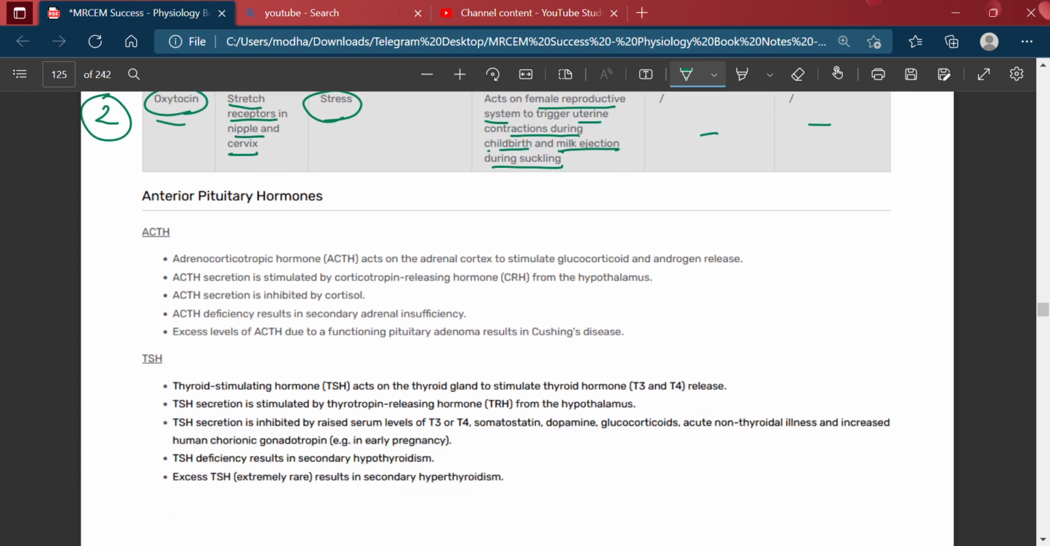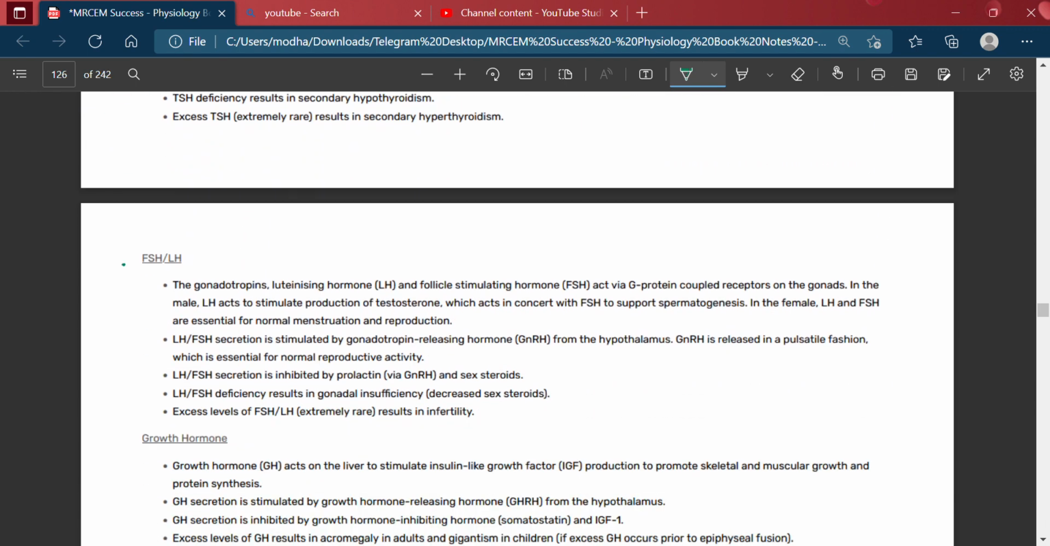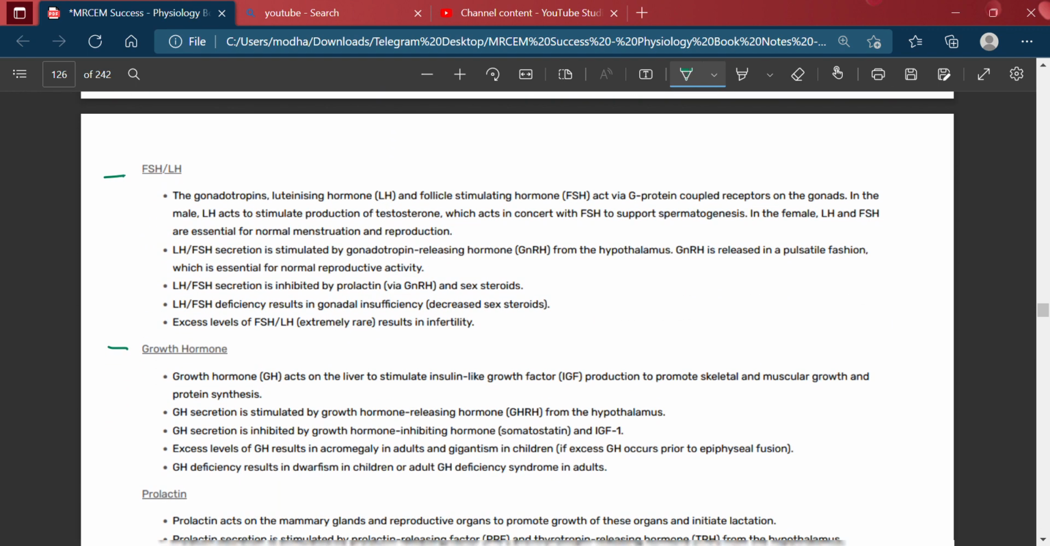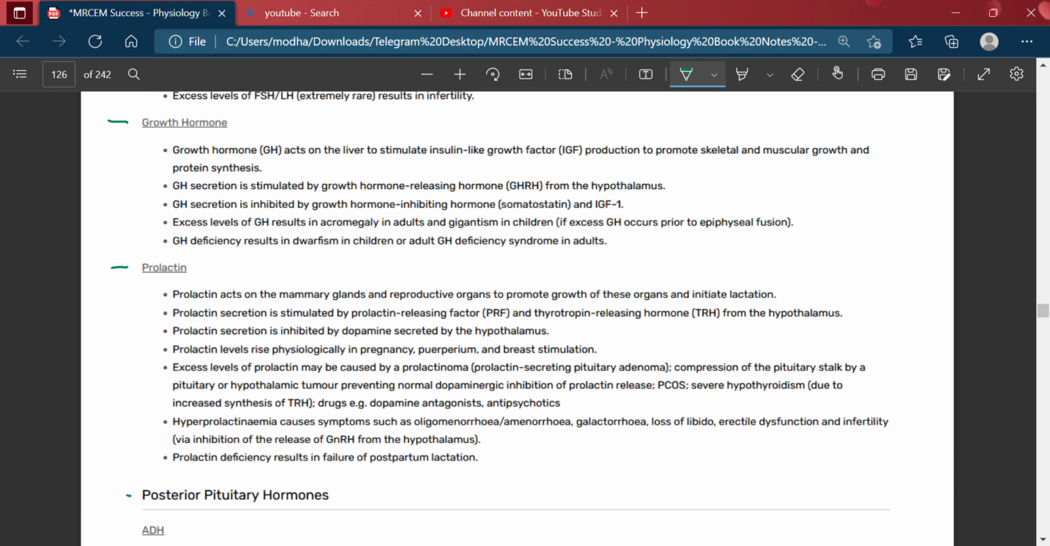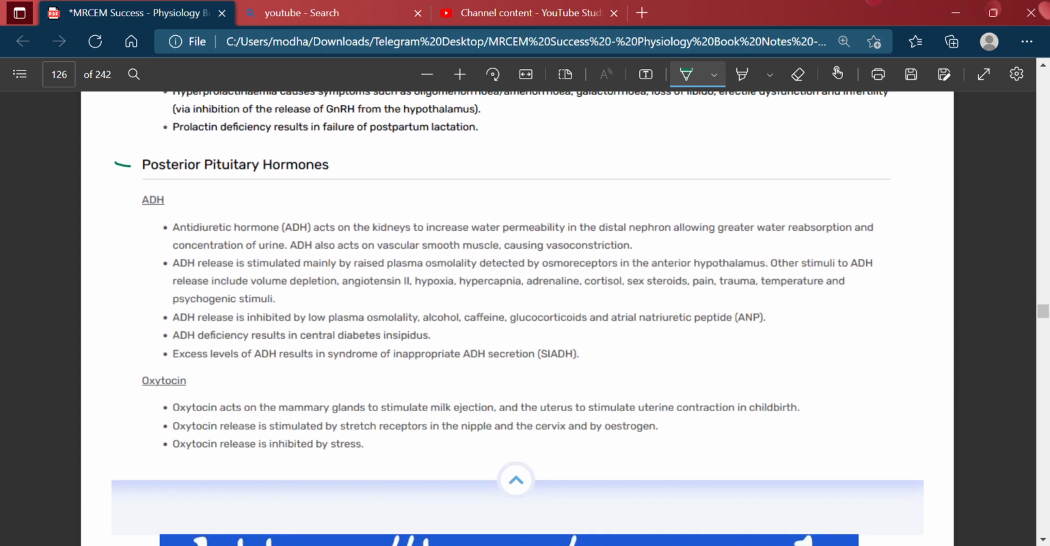Then the anterior pituitary hormones: ACTH, TSH, FSH, growth hormone, as we have seen, and prolactin. From the posterior pituitary, there are ADH and oxytocin, which we have seen just now.